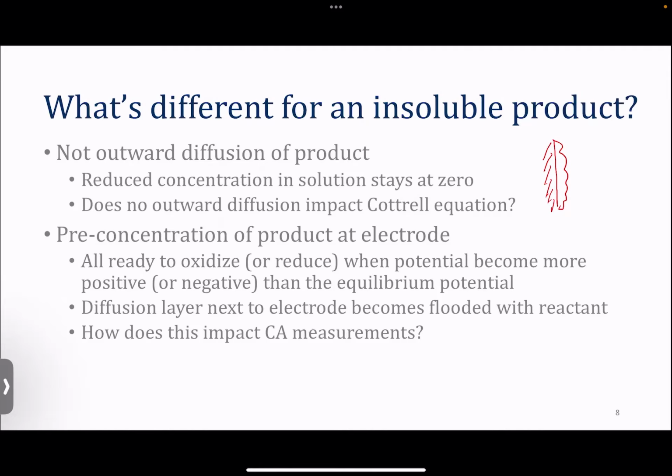And when that happens, the diffusion layer next to the electrode just becomes flooded with the reactant. So if it was a reduced species, all of a sudden I'm dumping a bunch of my oxidized species right into the solution right next to the electrode. How does this impact a CA measurement?